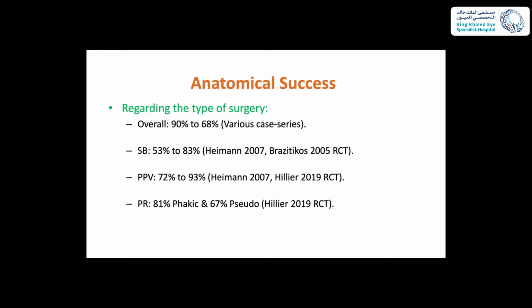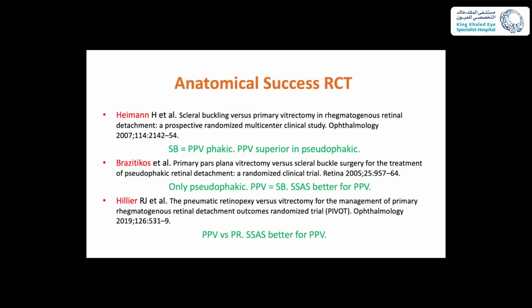If we focus on the information from the randomized clinical trials, for scleral buckles the success rate goes from 53 to 83%. In pars plana vitrectomy, the success rate is 72 to 93%. And in pneumatic retinopexy, the success rate goes up to 81% in phakic patients and 67% in pseudophakic patients. All this data was extracted from probably the most important clinical trials that we have in this pathology.